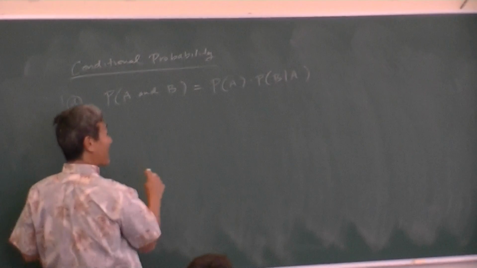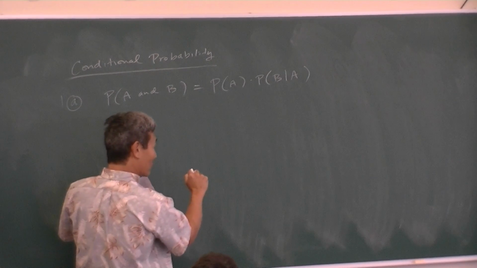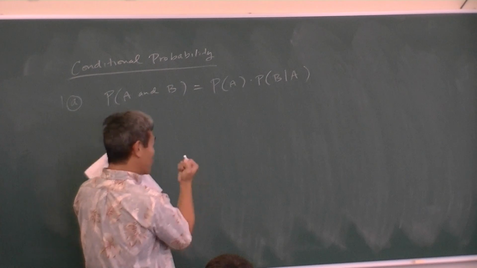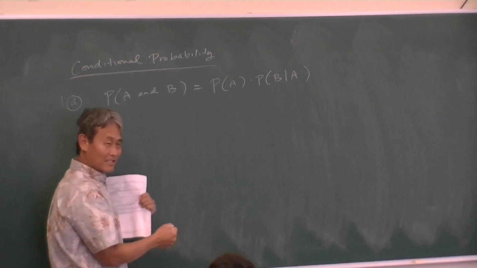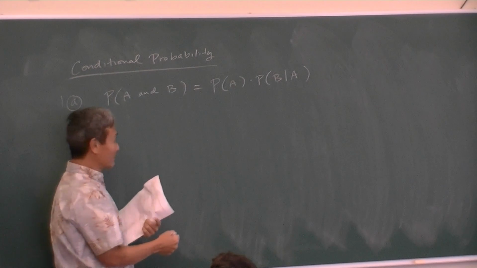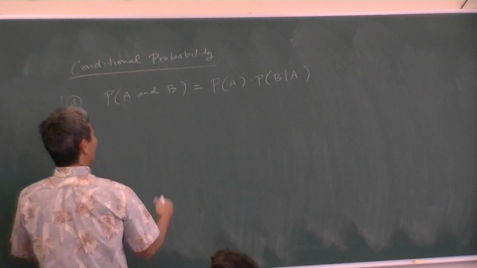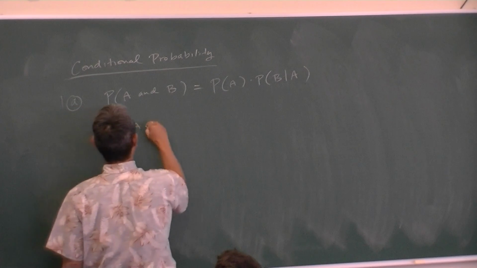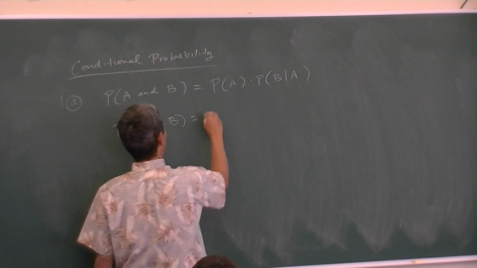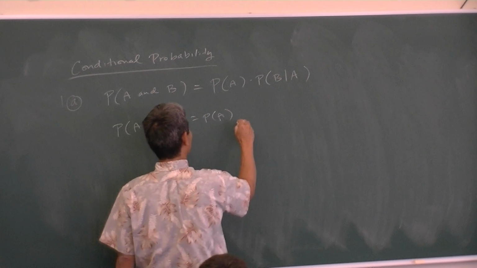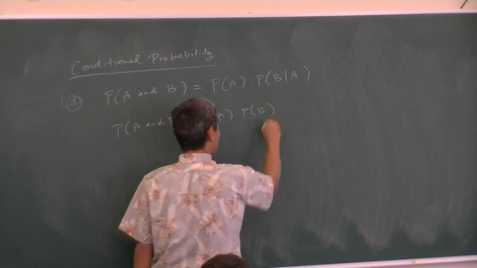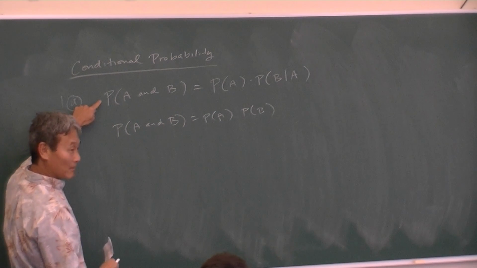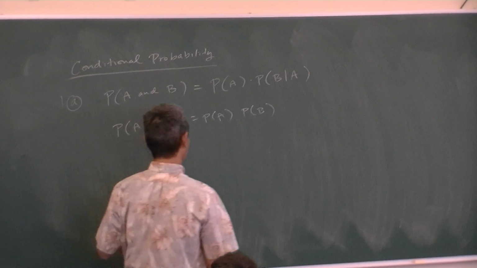But what would happen if the 2 events are, what do you call it when one doesn't affect the outcome of the other? Independent. If 2 events are independent, that means one doesn't affect the outcome of the other, then the probability of A and B occurring is equal to the probability of A times the probability of B. But if one affects the outcome of the other, then you use this one, right? Remember that? Is it all coming back like a bad dream now?